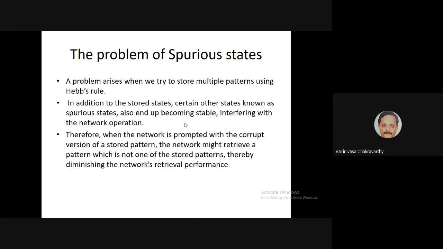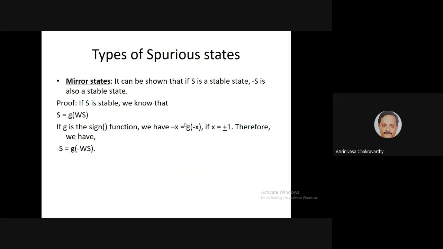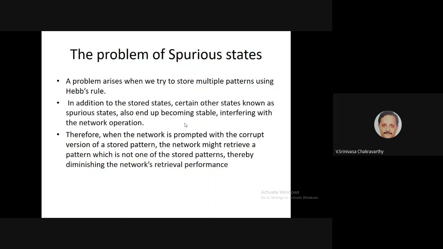If you have only one pattern, things are very simple. But when you use multiple patterns with this storage rule, you'll see some problems. Even if you store one pattern, you mean to store the pattern S, but in the bargain the network also ends up storing some other pattern in addition to S, which we don't want. It will create a new stable state.